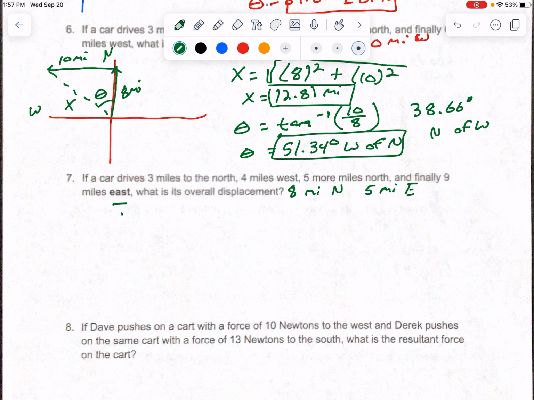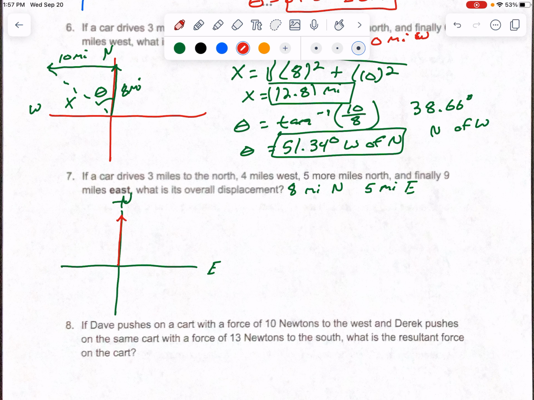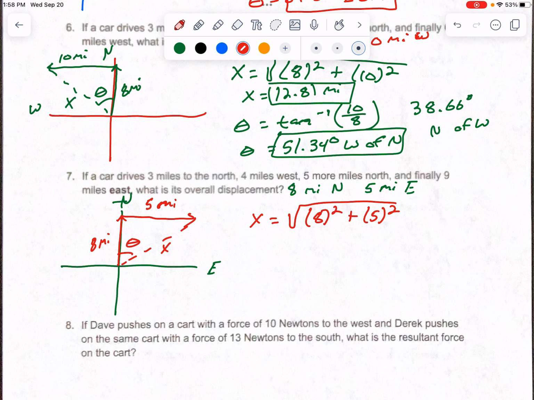So there's your two directions. We're dealing with north, east. So we're going to draw it out, 8 miles north, and then we're going to go 5 miles east from there, and tie back to the center. So angle goes here, and hypotenuse goes right there. Our hypotenuse is the square root of 8 squared plus 5 squared, and that's going to give you a value of 9.43 miles.